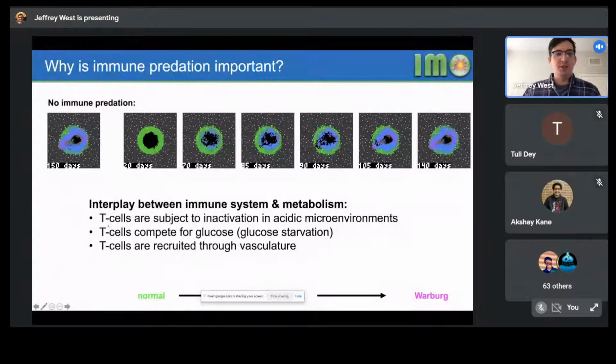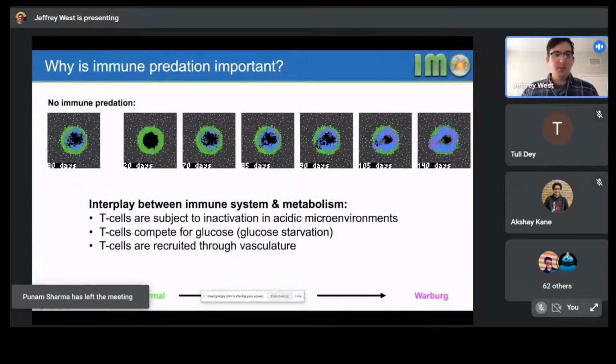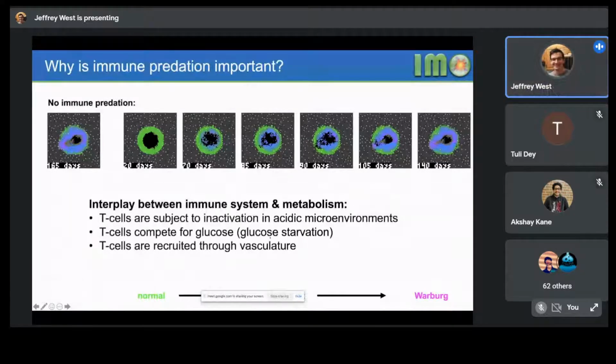I already mentioned that T cells can be inactivated in high acid microenvironments. Also, T cells can compete for glucose with cancer cells. Cancer cells consume a lot of glucose, and this is basically an immune escape mechanism of starving the T cells of glucose. And the T cells are recruited through vasculature. So if a region of the tumor is less vascularized, then we would expect it to have less immune predation too.